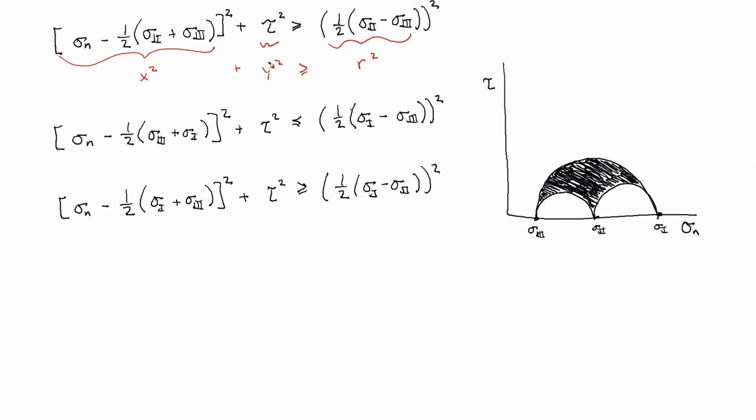And this, again, just is suggestive. I think I'm going to stop in a second. But this is suggestive of a failure criterion that's based on the maximum shear stress. Okay, and we'll come up with that failure criterion by looking at Mohr circles for some different tests. And that's what we'll talk about next time.